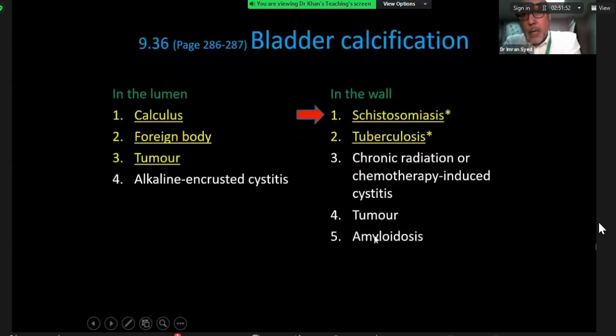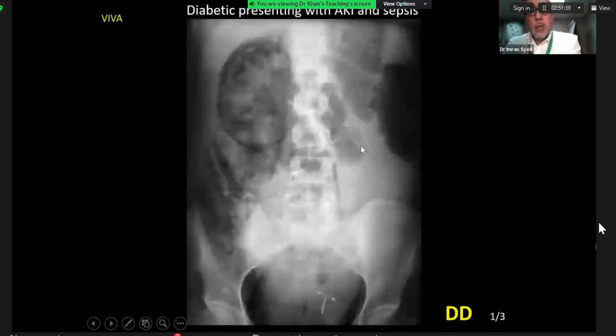Referring to Chapman and our differential for bladder wall calcification, bladder calcification, sorry, could it be either in the wall or the lumen? And this is obviously referring to the wall. Okay. Next case.